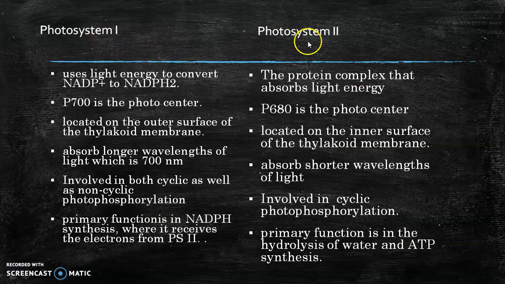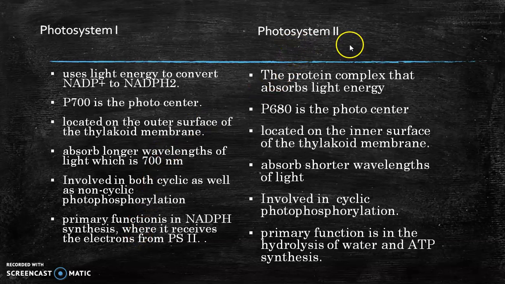So these are the differences between the two systems, photosystem 1 and 2. In photosystem 1, P700 is the photocenter or reaction center, and it uses light energy to convert NADP into NADPH2. It is located on the outer surface of the thylakoid membrane, and it is involved in both cyclic and non-cyclic photophosphorylation. Here the NADPH is synthesized.